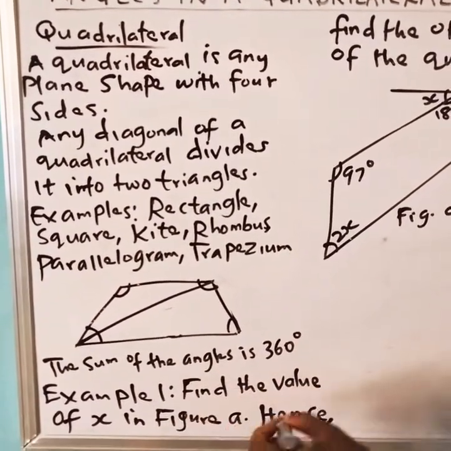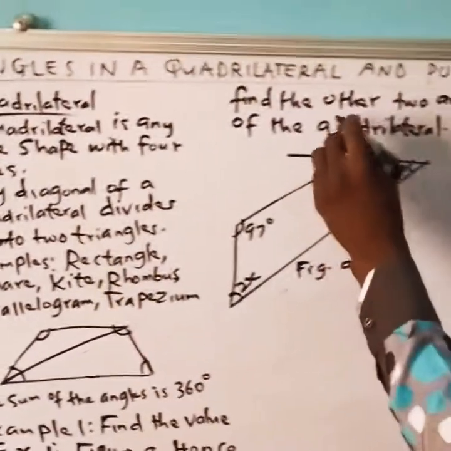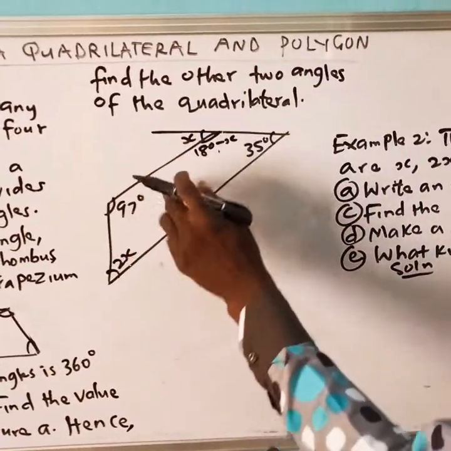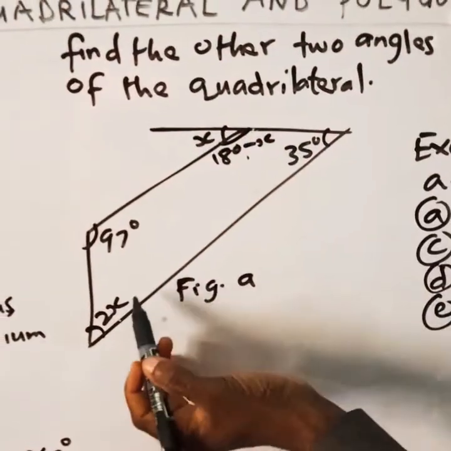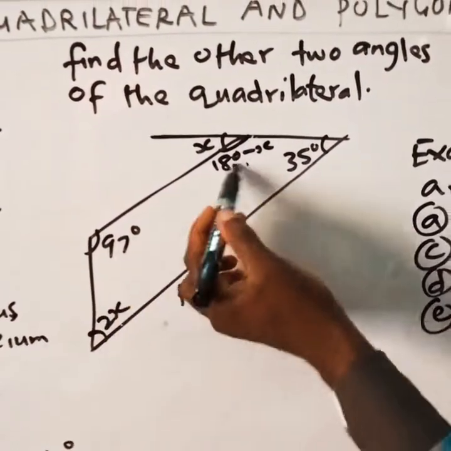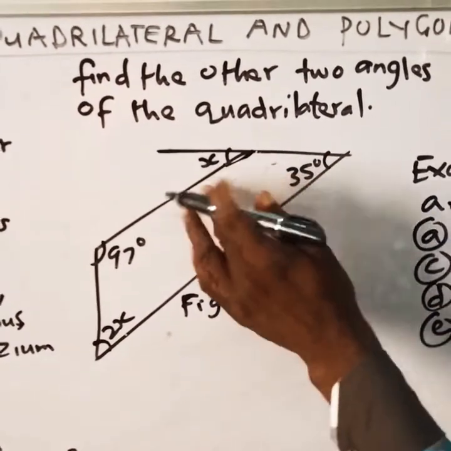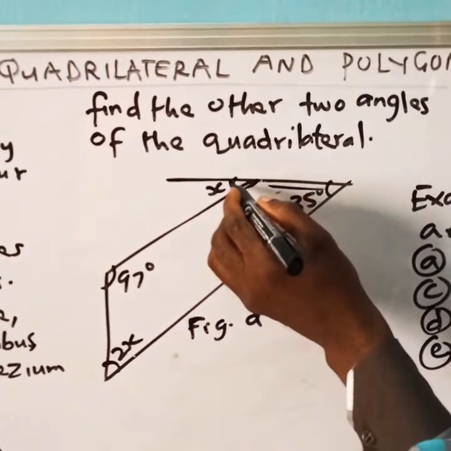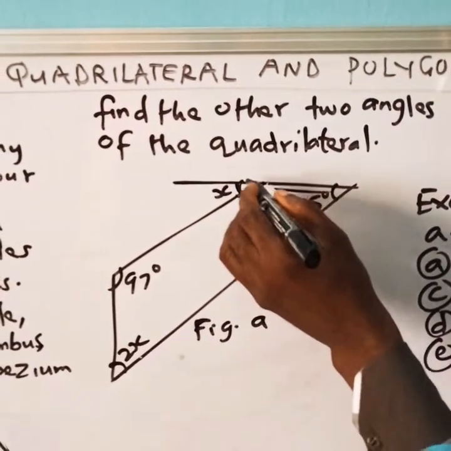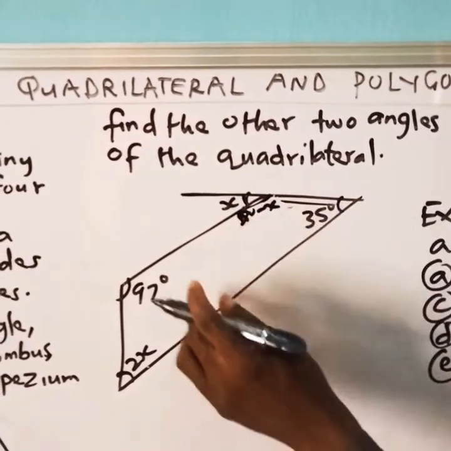Now, example 1. Find the value of x in figure A. Hence, find the other two angles of the quadrilateral. Now look at this diagram. To get this angle x, these are the four angles in the quadrilateral: 1, 2, 3, 4. Assuming this is not given, if this is x, this is a straight line, and the sum of angles on a straight line is 180 degrees. So this angle will now be 180 minus x. So now the four angles are this.